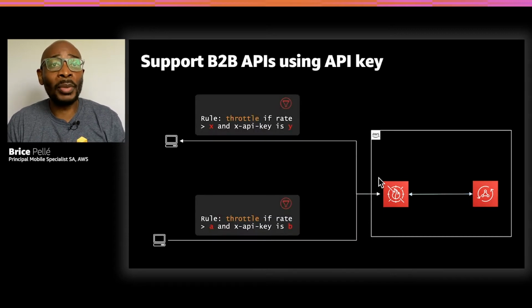You can support B2B APIs using the API key. We looked at the throttling rules that you can set up, but you can also set them up in different ways given the different API keys that you may have set up on your API. So you can set up different API keys for different businesses that you are working with, and you can set different throttling rules for the different APIs. So that's also a way of configuring different levels of access and different throttling rules for different API keys.